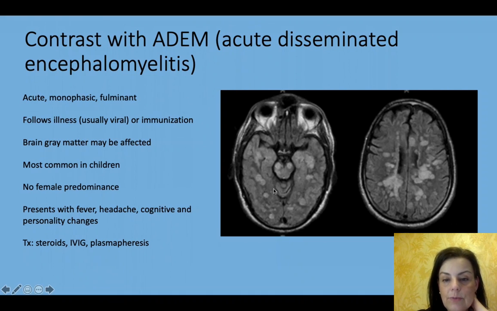ADEM, so this is kind of a rapid fulminant kind of a thing that affects the brain and the spinal cord. This is another one of those conditions that can follow illnesses, infectious illnesses, and immunizations. Can happen in kids and can be pretty devastating.